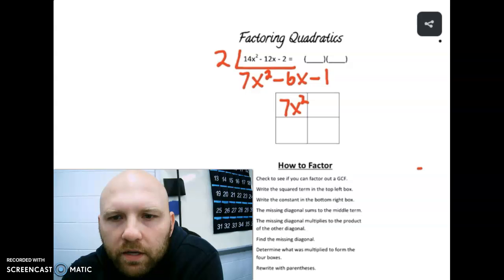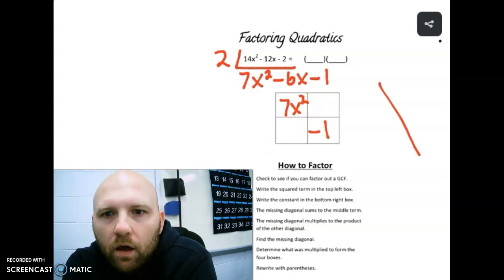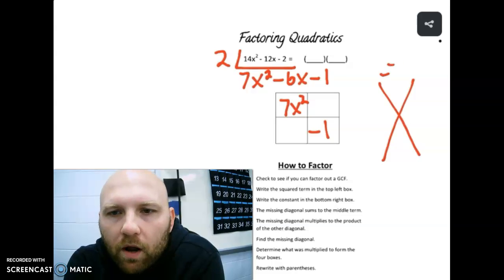In the next step, we put the squared term in the top left box. We put the constant term in the bottom right hand box. And if we know anything about our patterns, the two diagonals will always multiply to give us the same thing. So that's going to help us find the other two boxes.